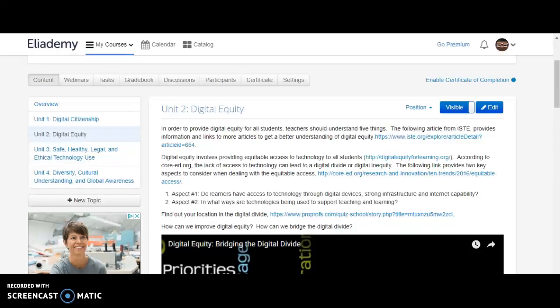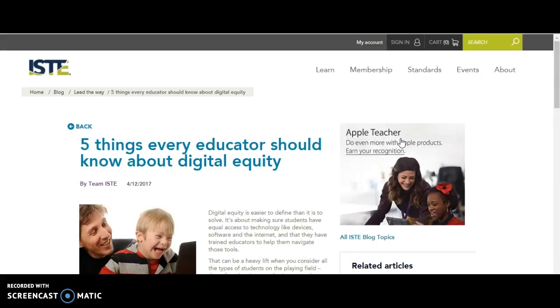Unit 2 takes a look at digital equity. In order to provide digital equity for all students, teachers should understand 5 things. The following article from ISTE provides information and links to more articles to get a better understanding of digital equity. If you click on this link here, it takes you to the appropriate article, 5 things every educator should know about digital equity.